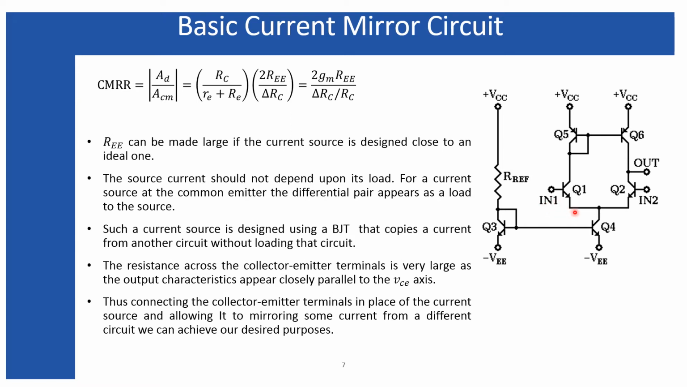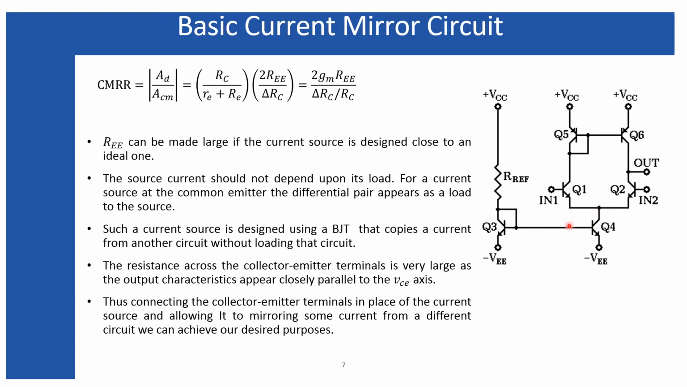But that angle is so small that we can easily assume that the output resistance is very large, and that is why in all our previous analysis we have assumed that R naught, which equals 1 by h_oe, is infinite, and we have neglected it in our previous analysis.